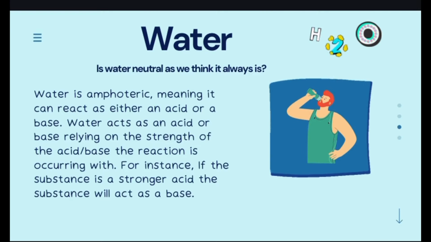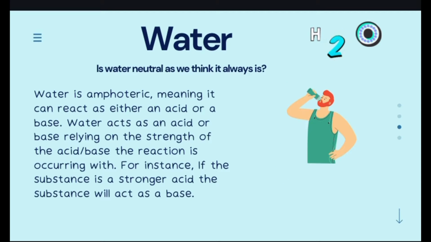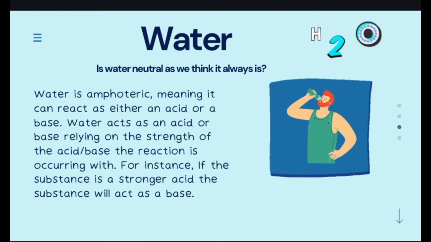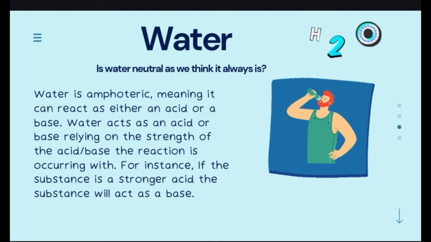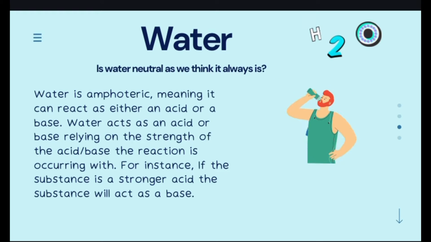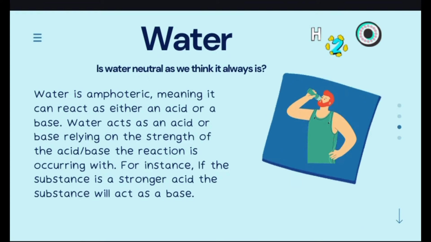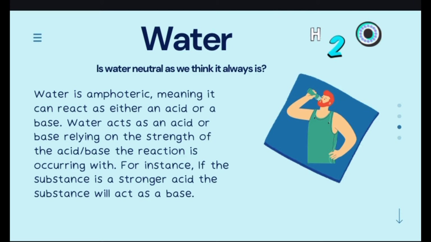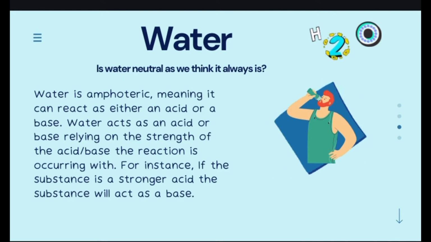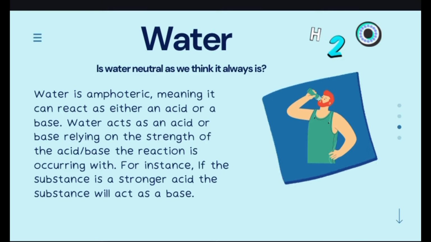So first of all, water. Is water neutral as we think? Water can act as both an acid and a base, and it relies on the strength of the acid and the base the reaction is occurring with. For instance, if the substance is a stronger acid, the water will act as a base.